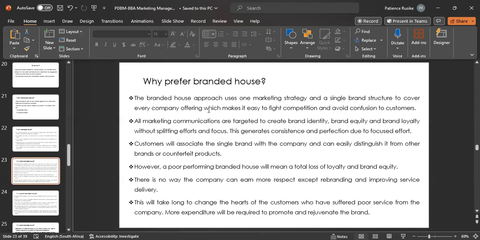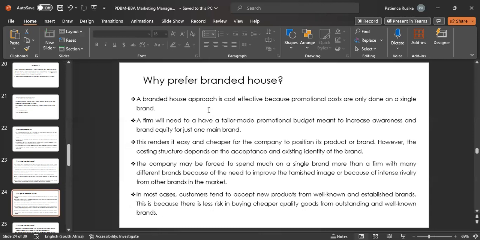It will take long to change the hearts of the customers who suffered poor service or who received those substandard computers. They can also desist from buying other products that are under that same brand name. So there's a lot that you can talk about on the branded house, advantages and disadvantages.